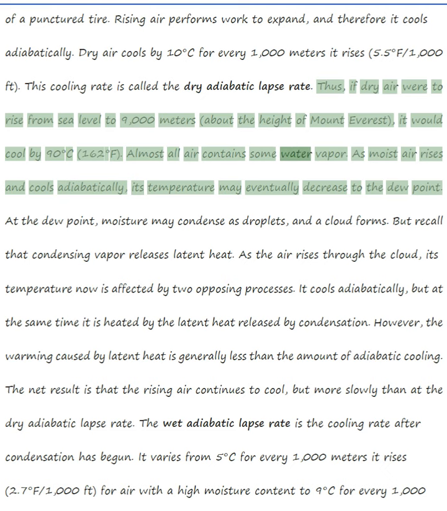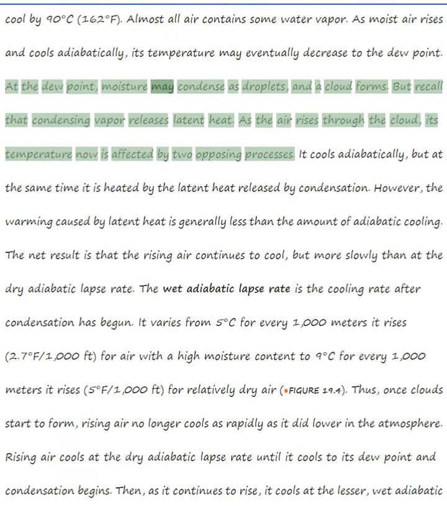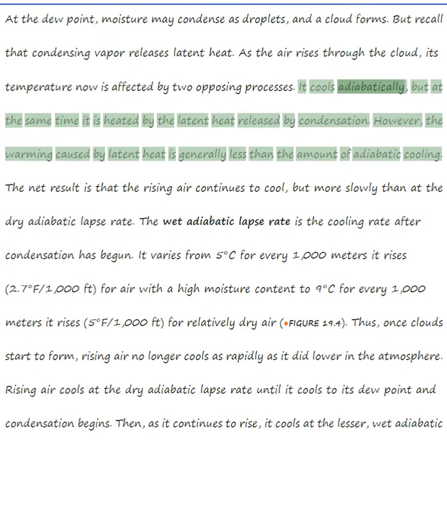Almost all air contains some water vapor. As moist air rises and cools adiabatically, its temperature may eventually decrease to the dew point. At the dew point, moisture may condense as droplets, and a cloud forms. But recall that condensing vapor releases latent heat. As the air rises through the cloud, its temperature now is affected by two opposing processes. It cools adiabatically, but at the same time it is heated by the latent heat released by condensation. However, the warming caused by latent heat is generally less than the amount of adiabatic cooling.